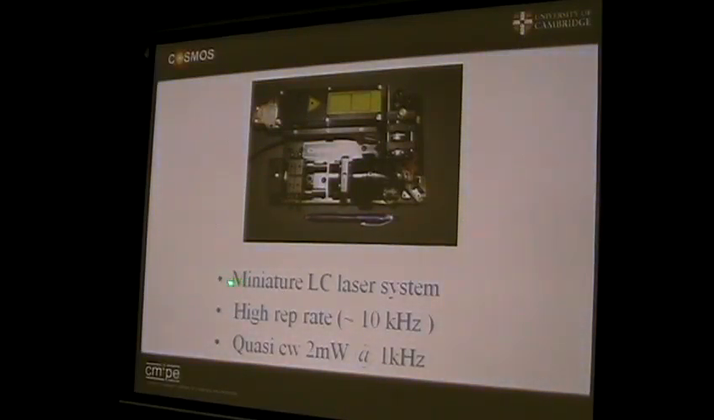So with those systems, if you choose the materials, you can make a miniature system. It's not a micro system, the cavity is. You can make a high repetition rate. You can easily get up now to 10 kilohertz. And I put for a single spot 2 milliwatts. But if you combine with the lenslet array, then it's 2 watts. So you can make a miniature liquid crystal laser of about 2 watts, which I think is kind of neat for an organic system.